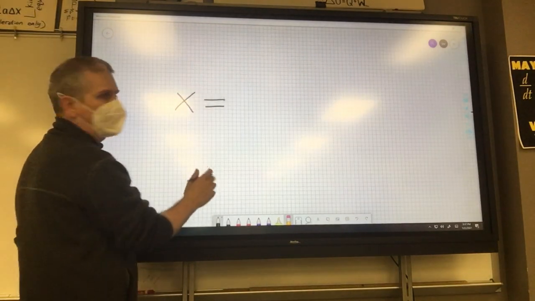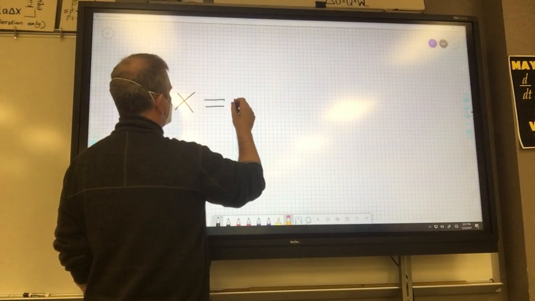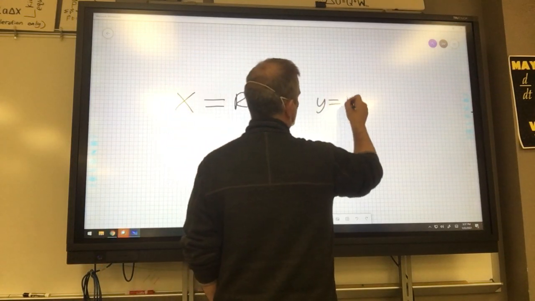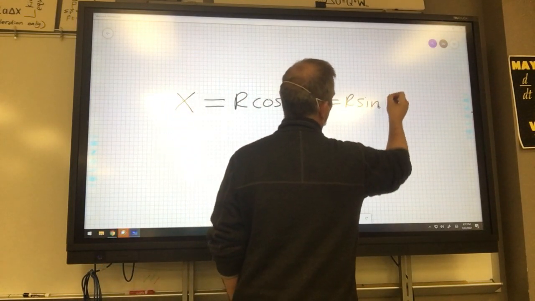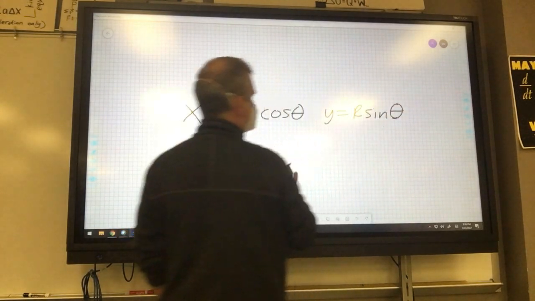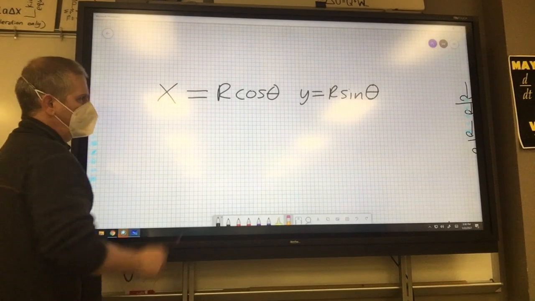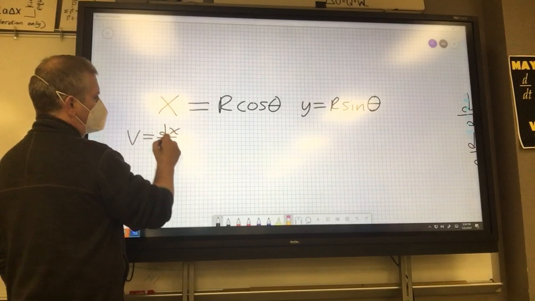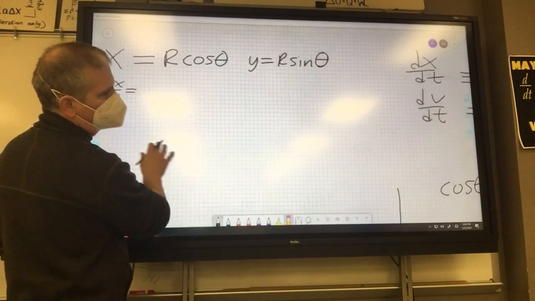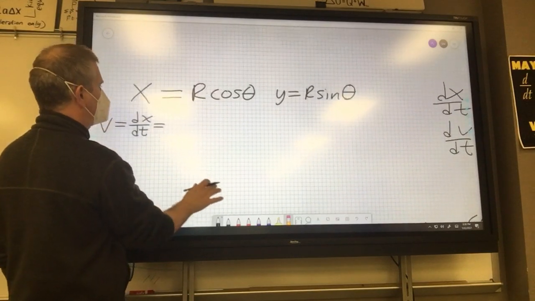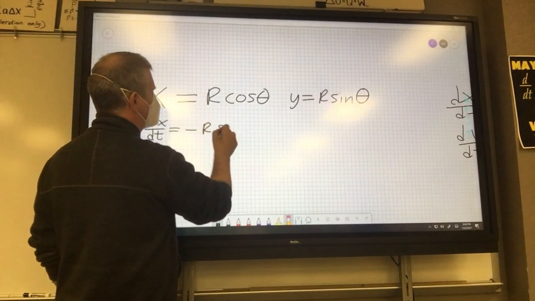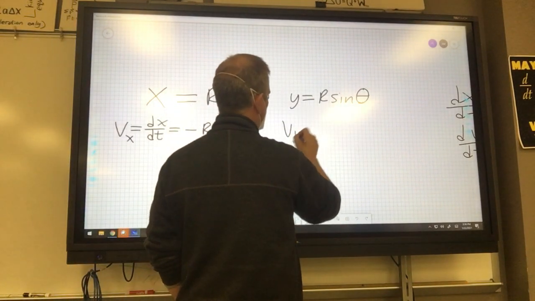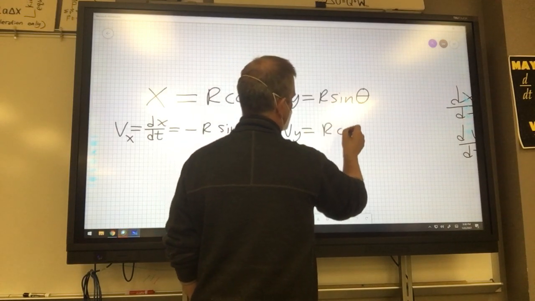But here, if we do this, that x equals, and make this a little bit bigger, hopefully it's easier to see. So x equals r cosine theta, y equals r sine theta, and once you have that memorized, which you can do from a circle real quickly, right? Well, v equals dx/dt, and we just found out that cosine goes to negative sine, so we get negative r sine theta. And I'm going to put that as an x here. And vy equals r cosine theta. I think I got that right.